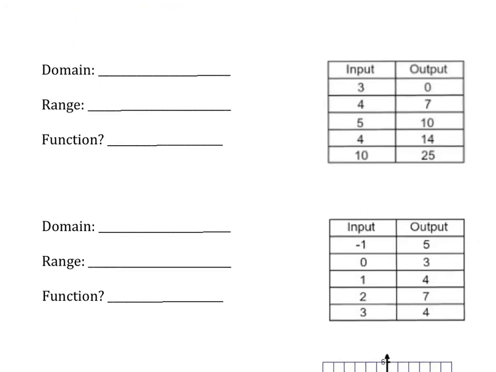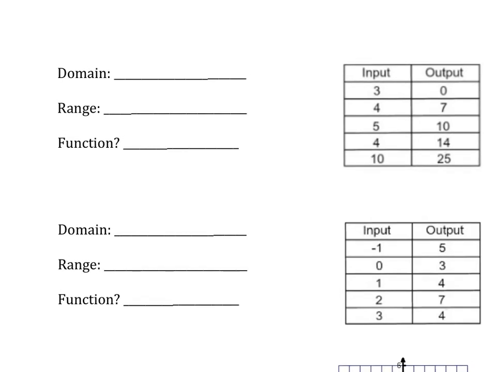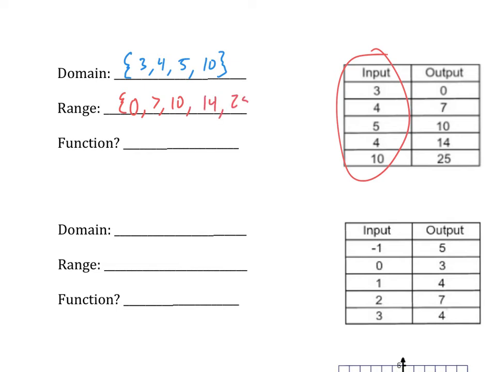Okay, let's look at an example where our inputs and outputs are in a table. All of our inputs are right here. I'll keep writing them in blue though. So we have 3, 4, 5, 4 again, and 10. So just 3, 4, 5, and 10. We only list each number one time. And then our range, we have 0, 7, 10, 14, and 25.